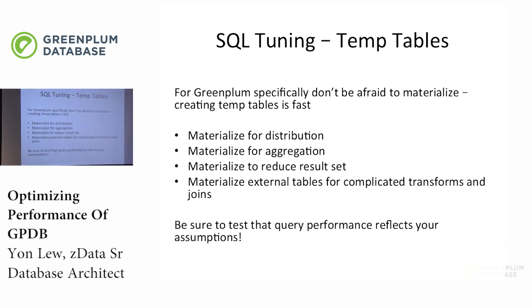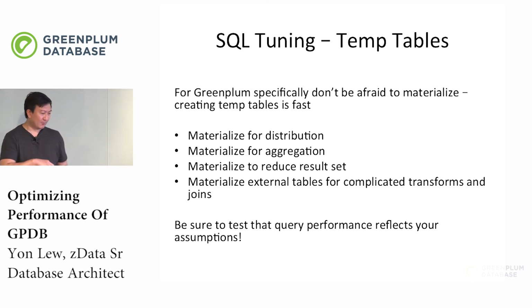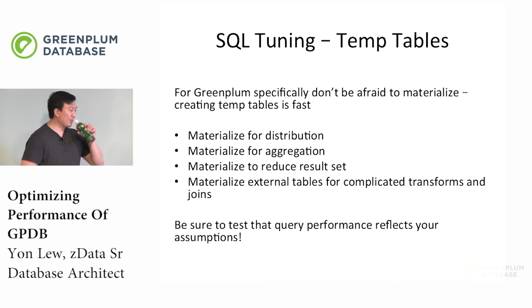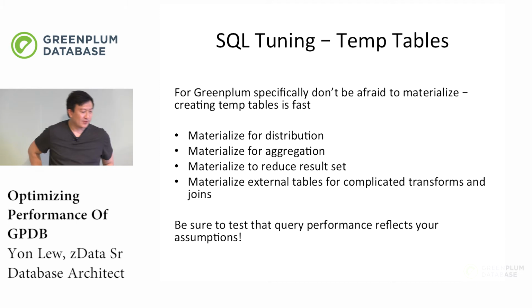So with regards to SQL tuning for Greenplum, specifically Greenplum, there is one neat trick, which is temp tables, right? In Greenplum, creating temp tables or any table is actually really, really fast. And because it's so fast, you can use that to your advantage in a lot of situations, right? One, which I've just listed on this slide, is to materialize for distribution. Another is materializing for aggregation, and materializing to reduce the result set.